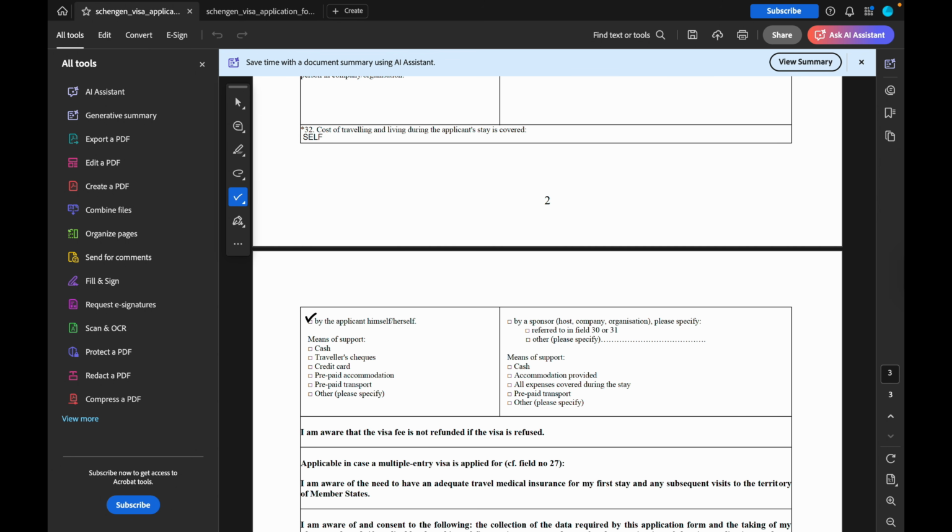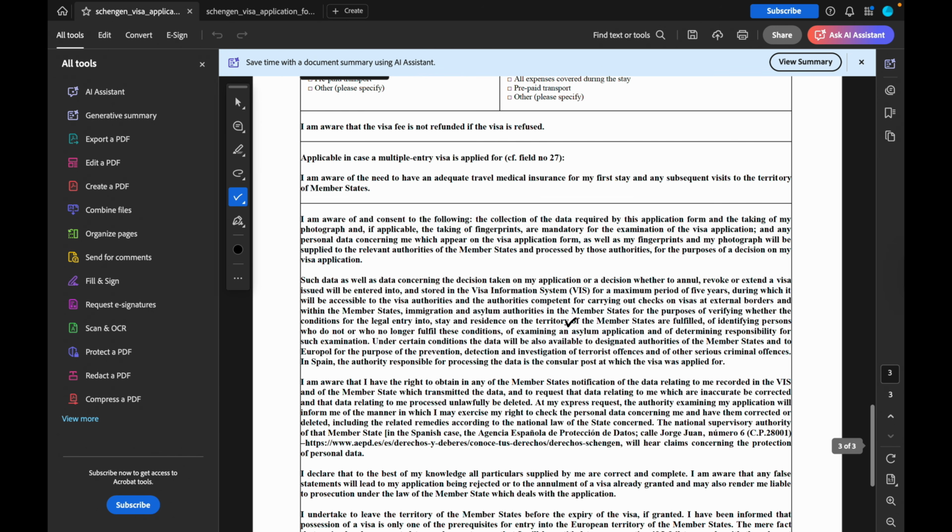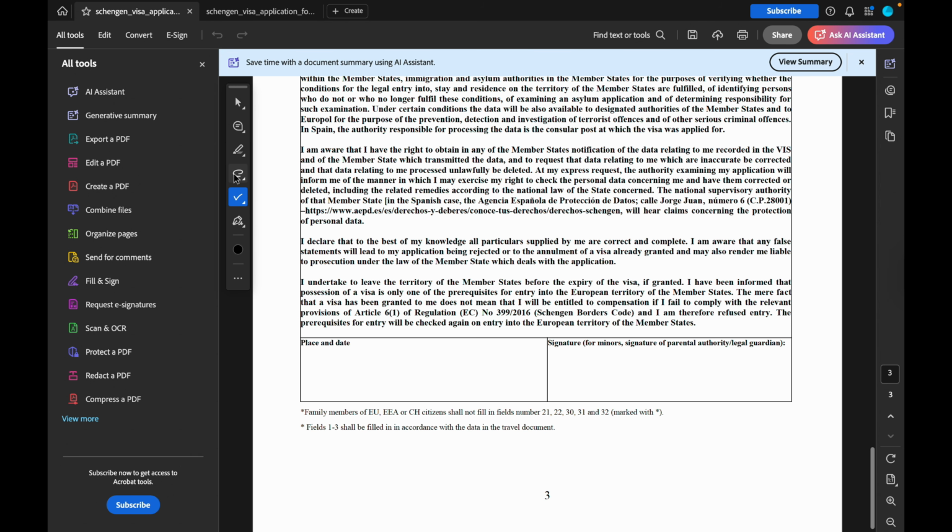You indicate it here. Costs are covered by the applicant. Means of support is cash and not credit card. So that's about it. And then you go down to sign the disclaimer. You include the place and date, which is the date of submission.